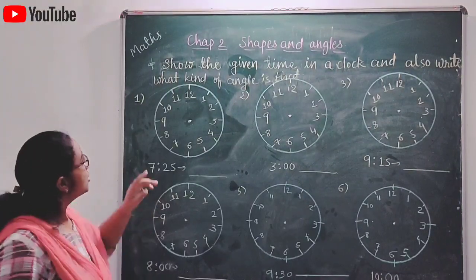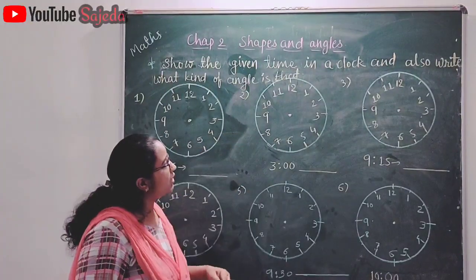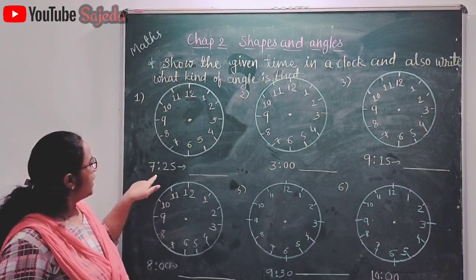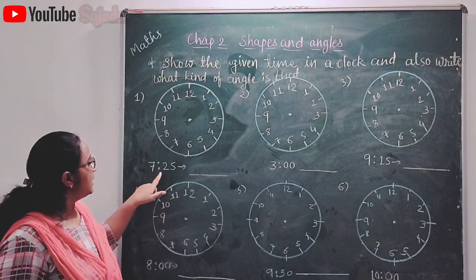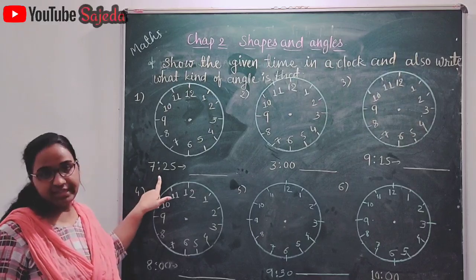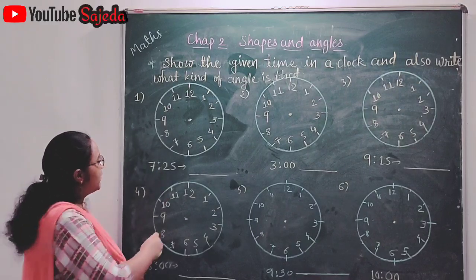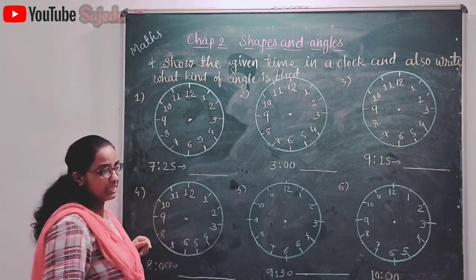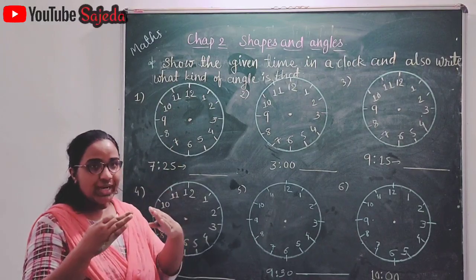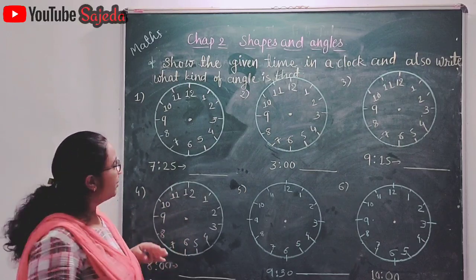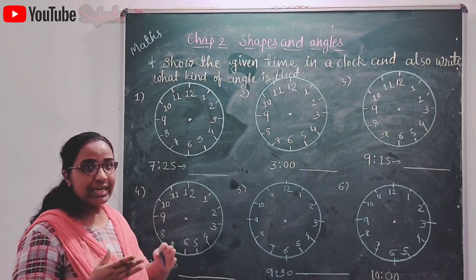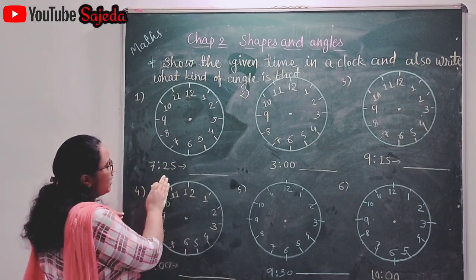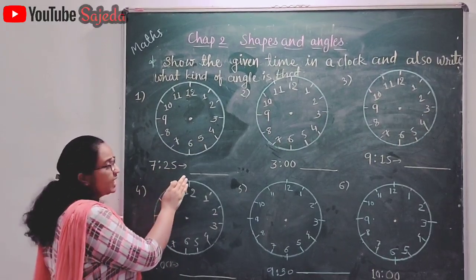The next question is to show the given time in a clock and also write what kind of angle it is. Here a clock is given and below the clock a time is given. First of all you have to show this time in the clock. After showing that time, the two hands form an angle, and you have to identify what kind of angle these two hands form. So first of all I will show here 7:25.